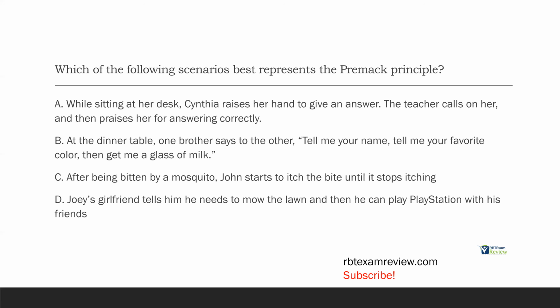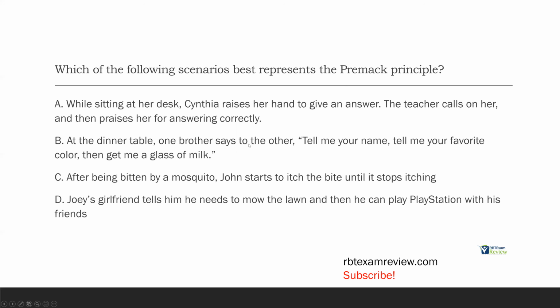So if we want to find the scenario that best represents that, we need to find a scenario where someone is gaining access to something for engaging in a most likely less preferred activity. So A, while sitting at her desk, Cynthia raises her hand to give an answer. The teacher calls on her and then praises her for answering correctly. Is Cynthia getting access to anything? No. This is simply just a straightforward, run-of-the-mill behavior scenario.